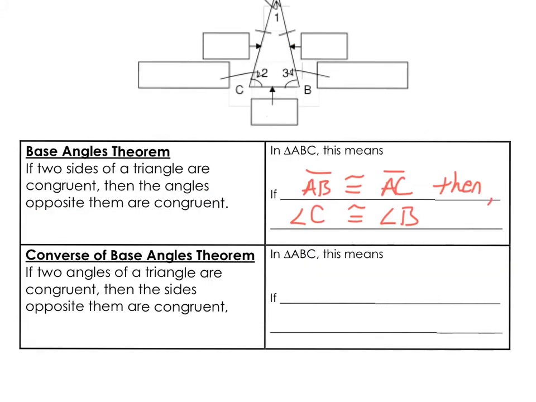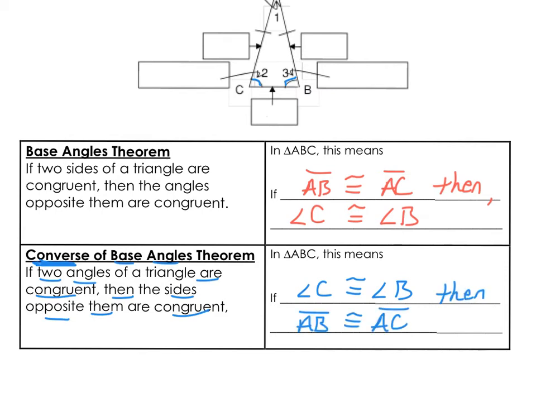After that, we have the converse of the base angles theorem. Converse just means they flipped it around. So the first thing they mention is the two angles in the triangle that are congruent. I'm going to start off with angle C and angle B that are congruent to one another. Then that tells me that the sides opposite them are congruent. So AB is going to be congruent to AC because the angles were congruent.